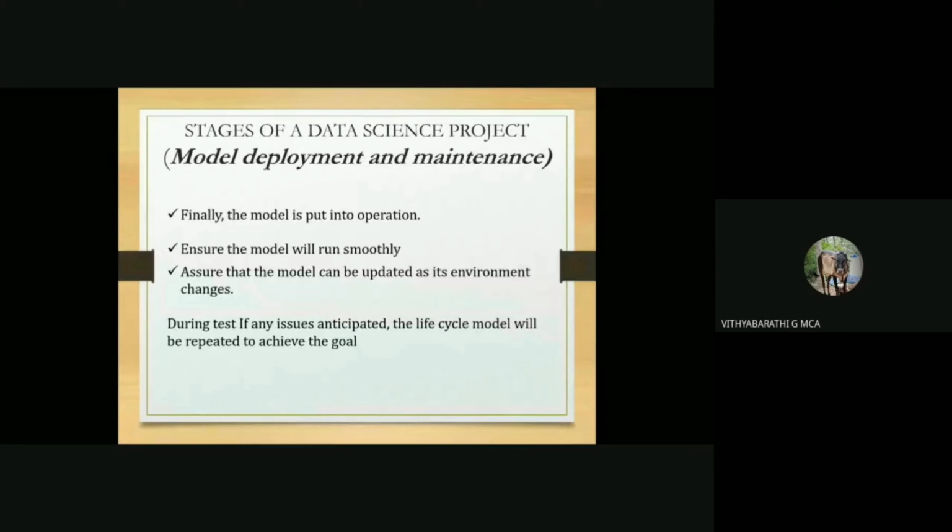Sometimes the project manager or the stakeholders ask us to do some updates. Those updates we definitely do. That is called maintenance. During testing, if any issues are anticipated, the life cycle model will be repeated to achieve the goal. So this is the life cycle of a data science project.